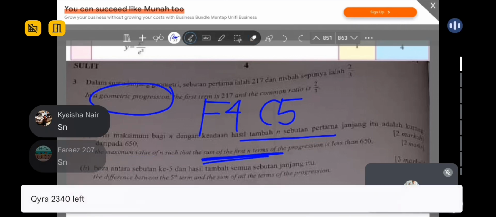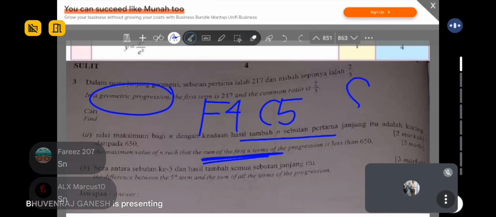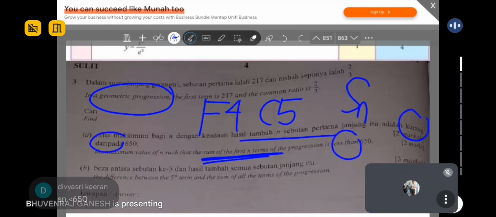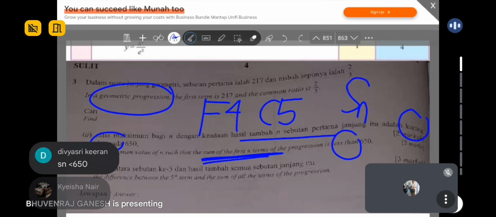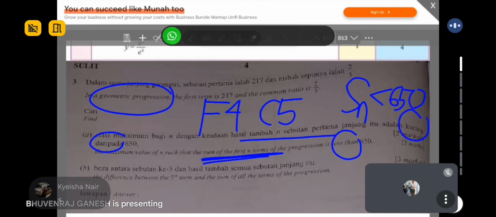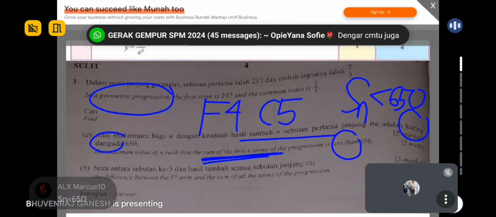Yes, it's Sn guys. Okay, Sn, betul. Okay, very good. Okay, kurang daripada, less than. Can anyone tell me what is the sign? Yeah, okay, very good lah. Okay, less than 650. Okay guys, so ini adalah persamaan kamu. This is your equation for this question.